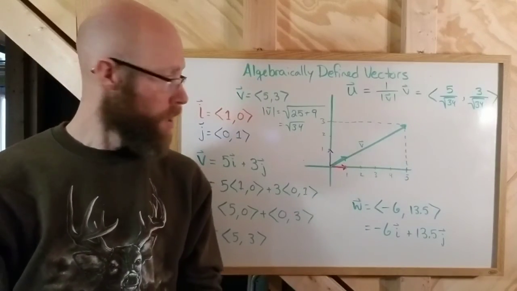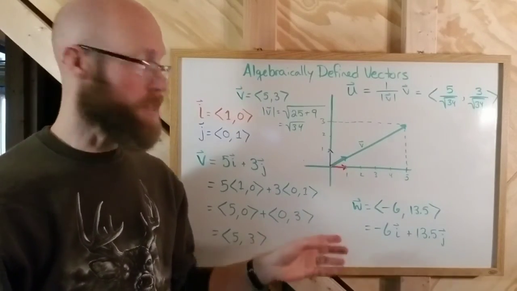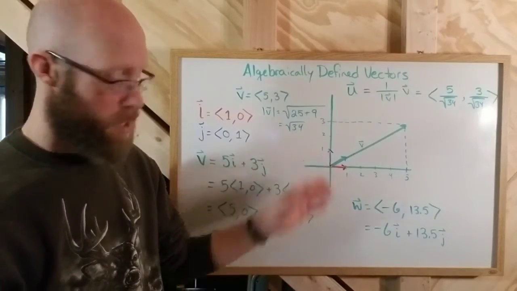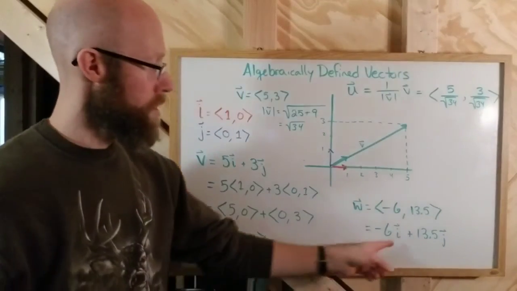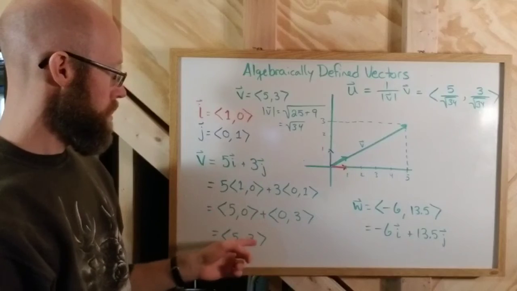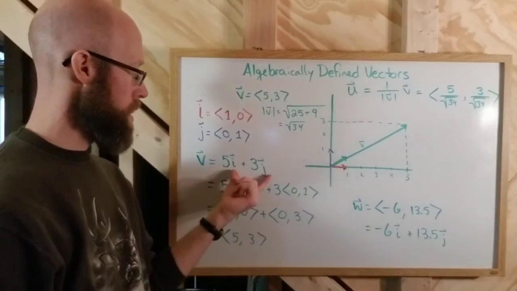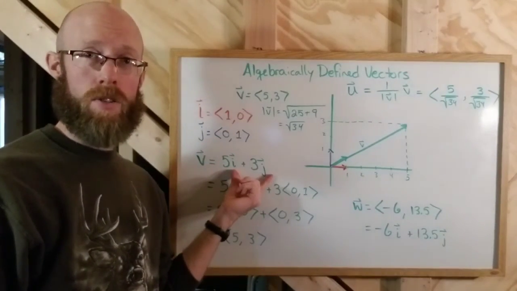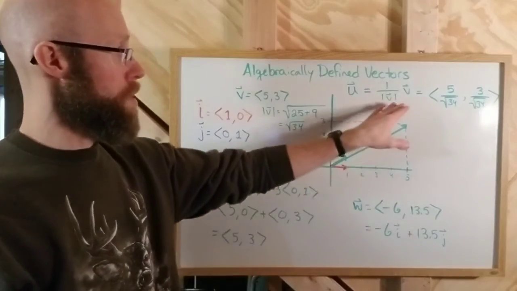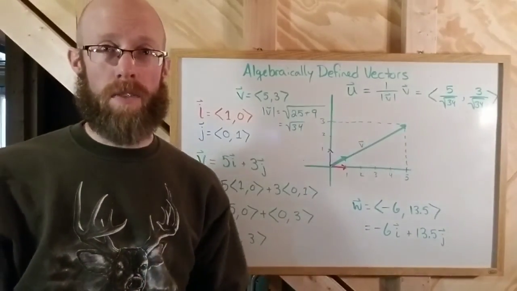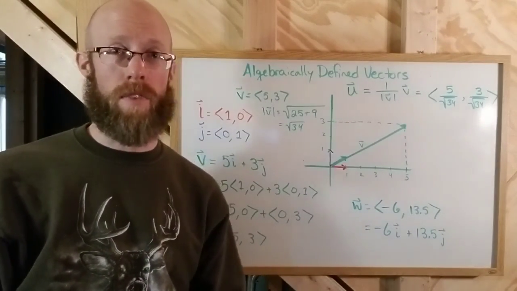Okay, so two interesting points here. One is to be able to construct or build any vector as a linear combination of i's and j's, and also to be able to construct a unit vector off of any vector in the direction of any other vector that's known.